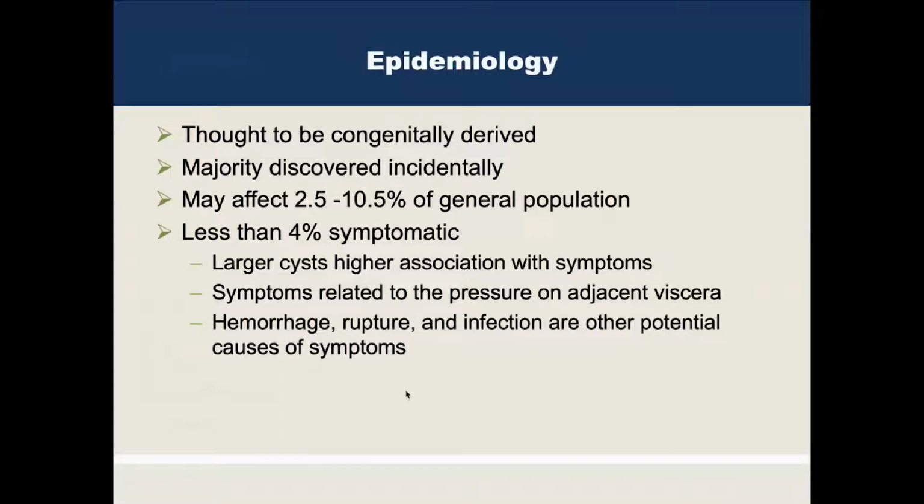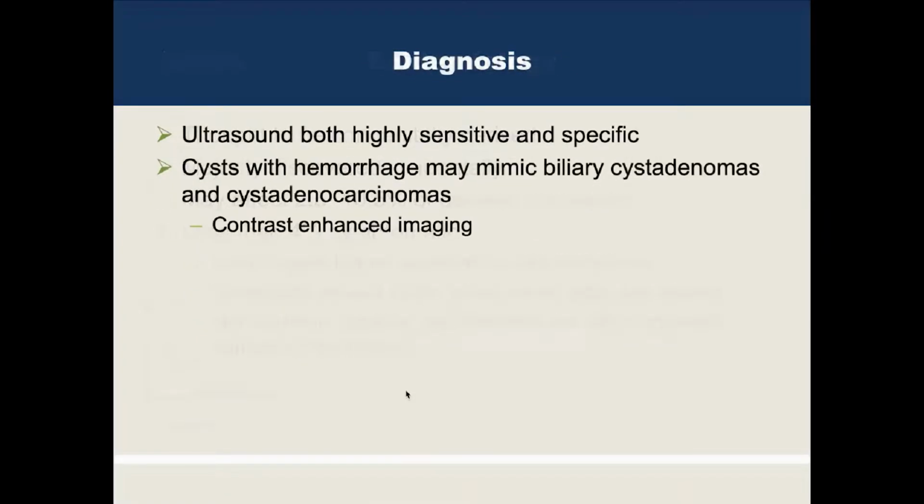Many of these patients who have cysts in the left lateral segment of the liver will present with severe abdominal bloating symptoms, sometimes difficulty with eating, trouble with dysphagia, sometimes nausea and vomiting. A large cyst can also cause pressure symptoms with abdominal pain. Hemorrhage, rupture, and infection are all other potential causes of symptoms, although these are quite rare findings, especially in an unprovoked situation. It's unlikely that a cyst spontaneously hemorrhages, ruptures, or gets infected.